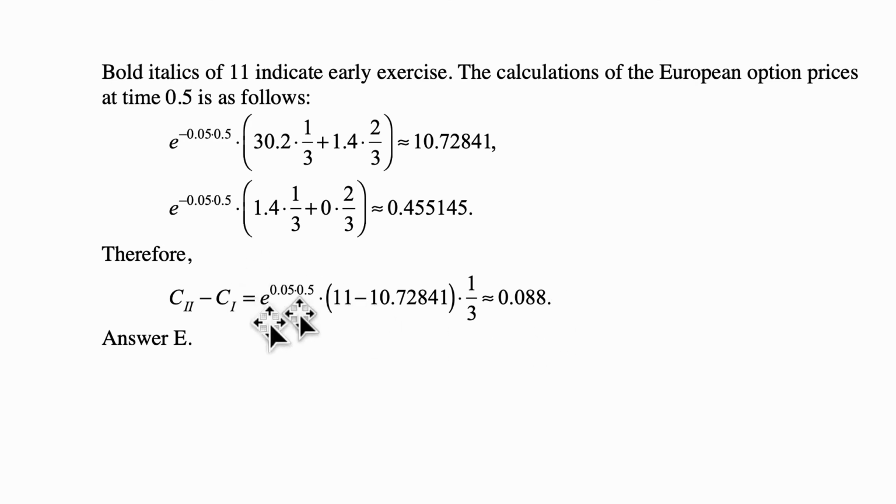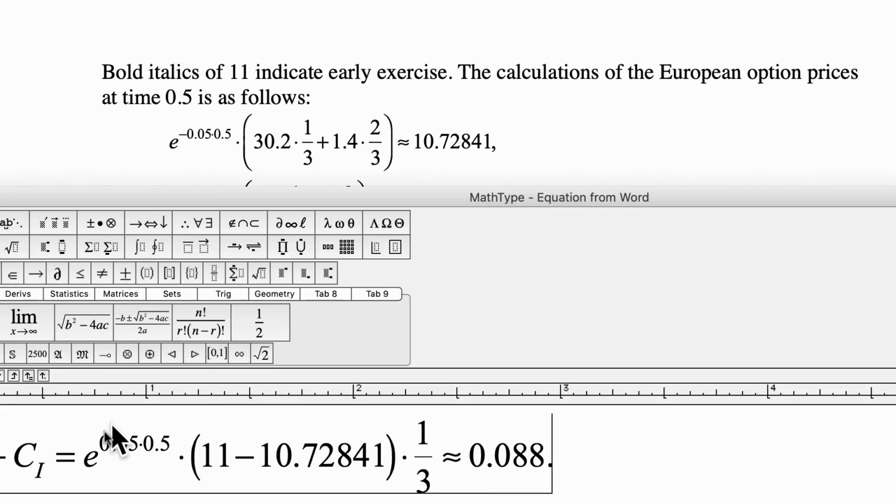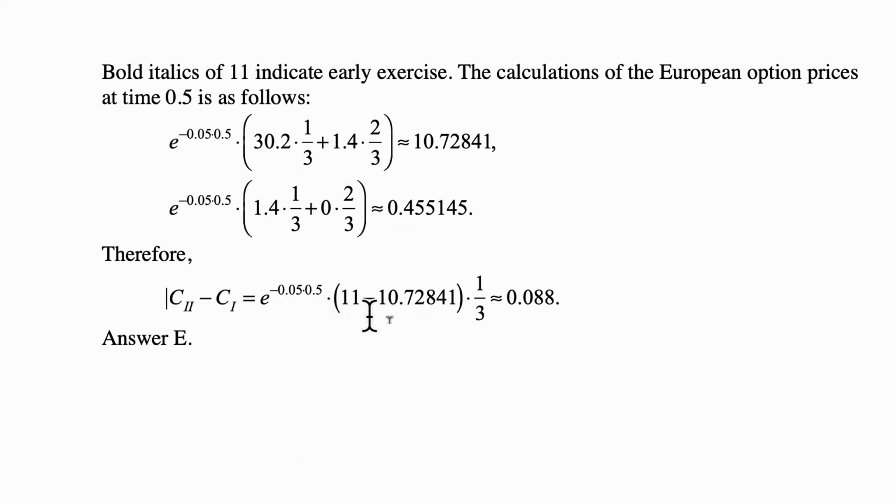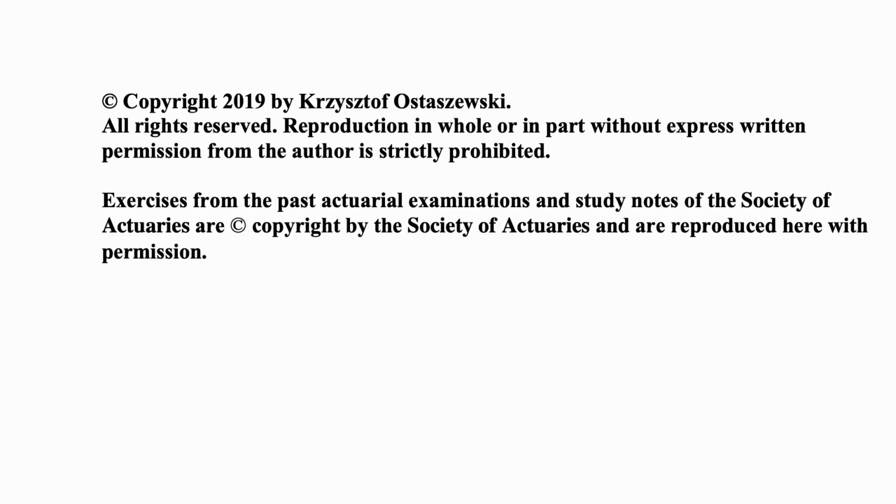0.088. And of course, this is the present value factor, e to the, it should be minus 0.05, so let me correct that. Minus 0.05 times 0.5, the difference of the payoffs, times 1/3 the probability of an up move. And that's answer E.